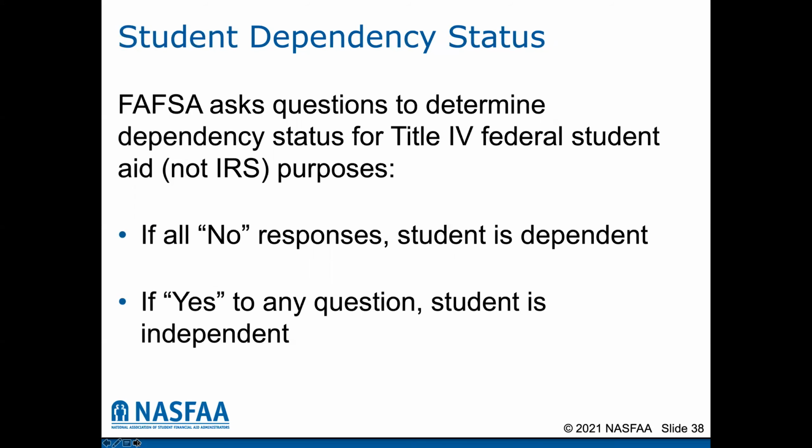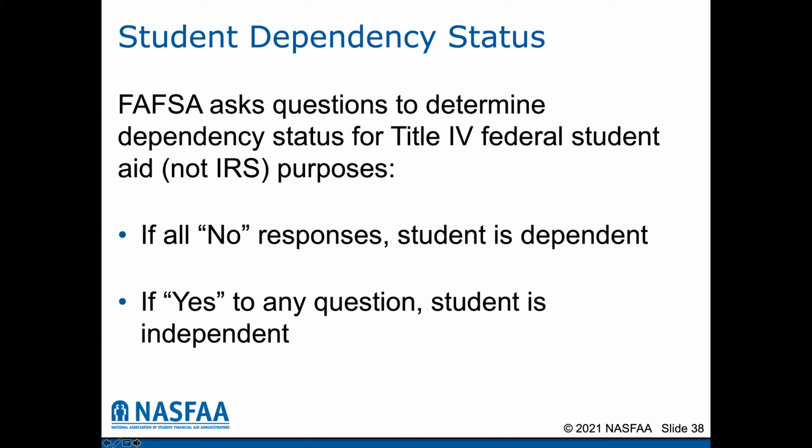The student dependency status. This is always a common question at financial aid nights. The FAFSA does ask questions to determine a dependency status for Title IV federal student aid, not for IRS purposes. If you answer no to all of the dependency questions, your student is dependent. When they answer no to all those questions, we often get the question, well, my student's not going to live at home. They're going to be out on their own. They're independent, right? No, that's not how the federal government defines independency.